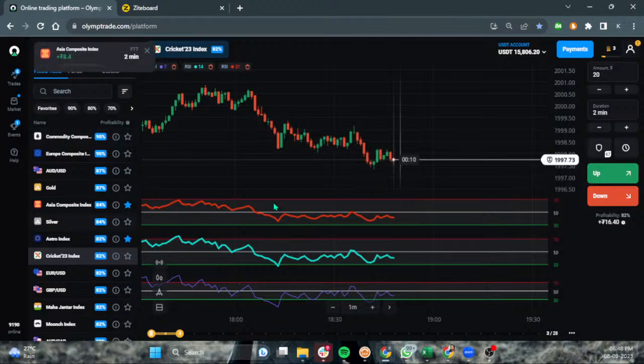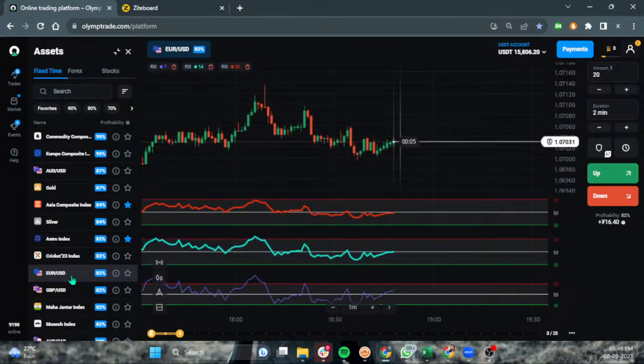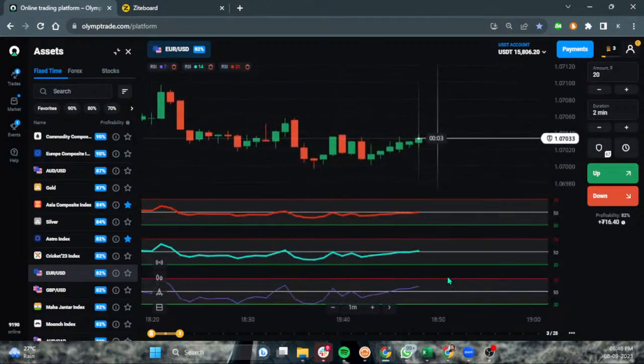So in the meantime, I'll try to open some other trades. We went to Euro USD. On Euro USD, let me check. Again, there is no chance of taking a trade.